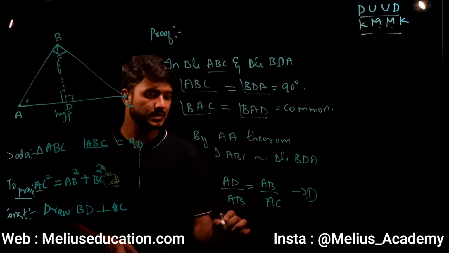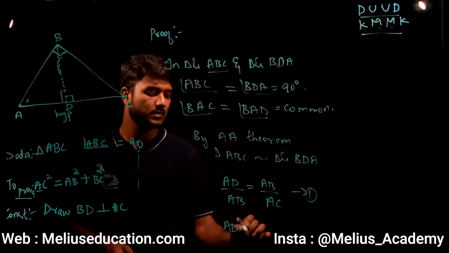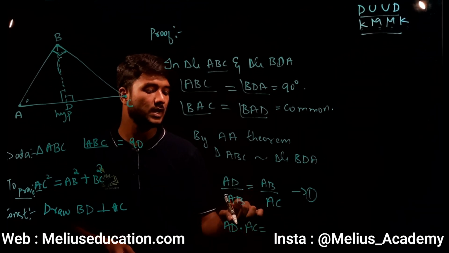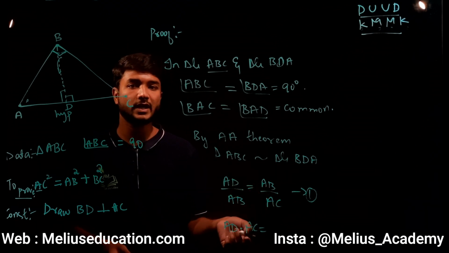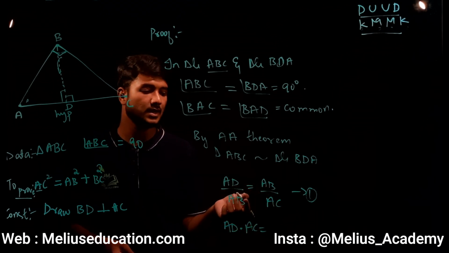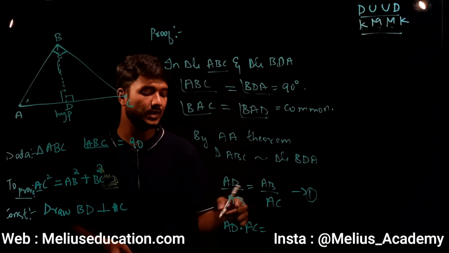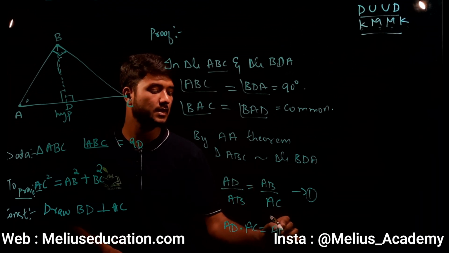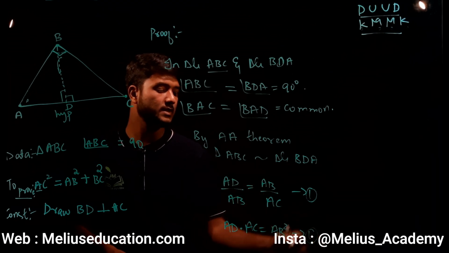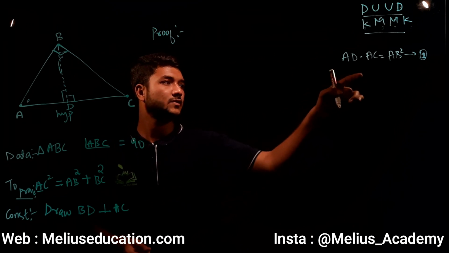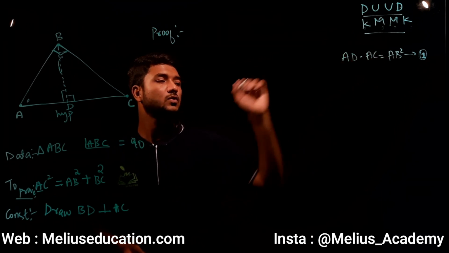So this is number 1, cross multiply. AD into AC is equal to AB into AB. What is A into A? A square. What is B into B? B square. So likewise this into this is this square. AB into AB is AB square. This is equation 1: AD into AC is equal to AB square.